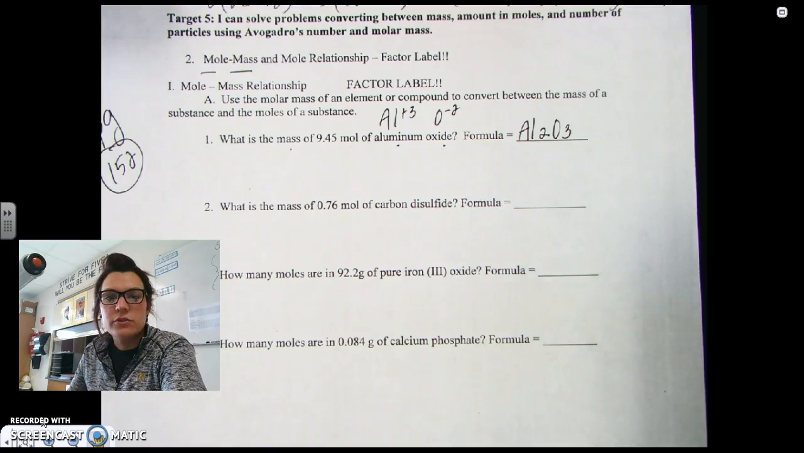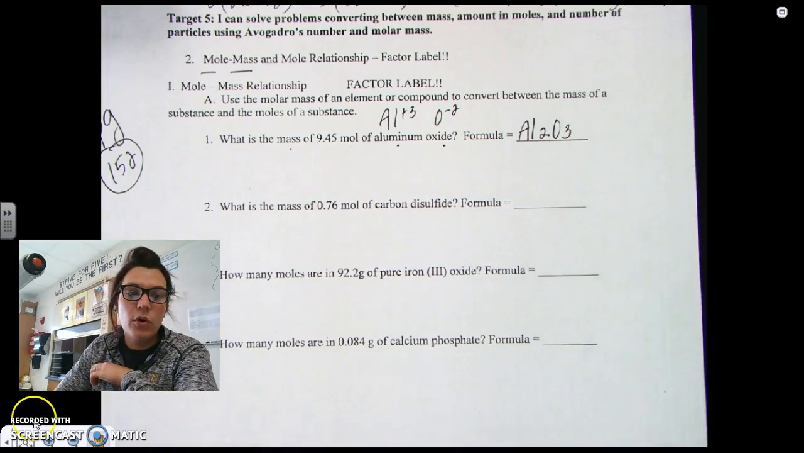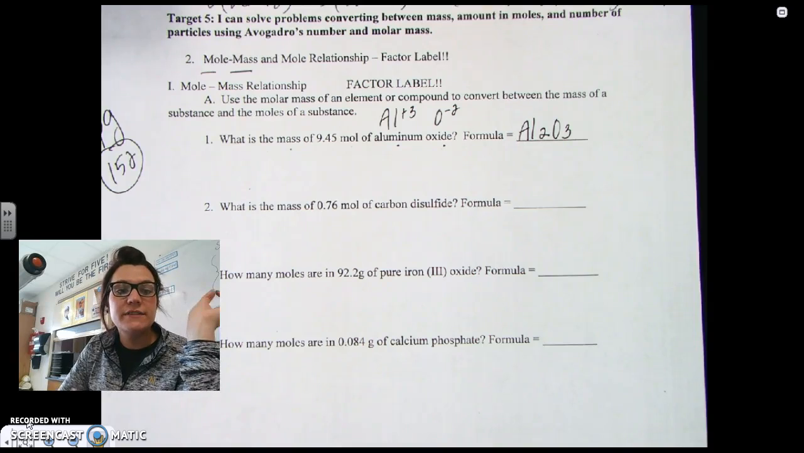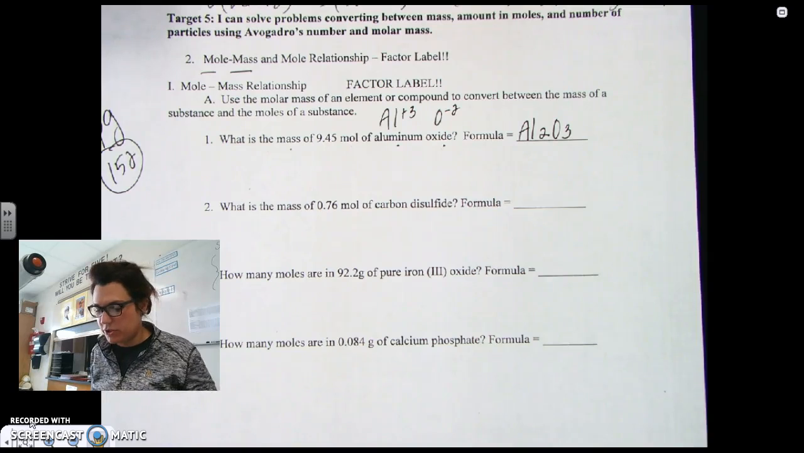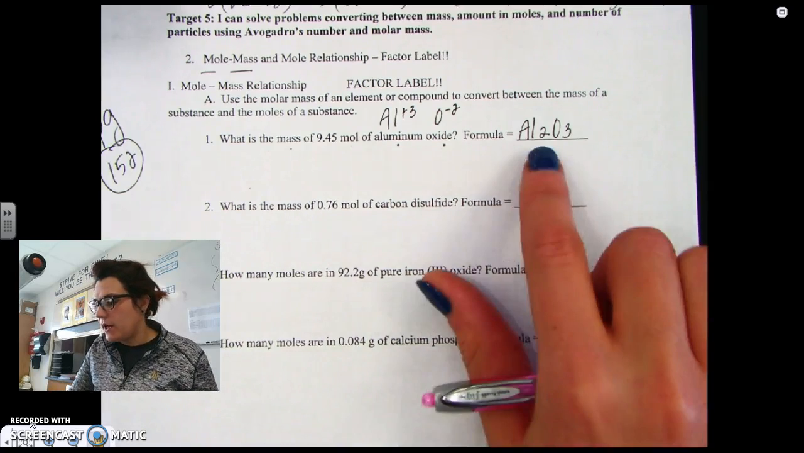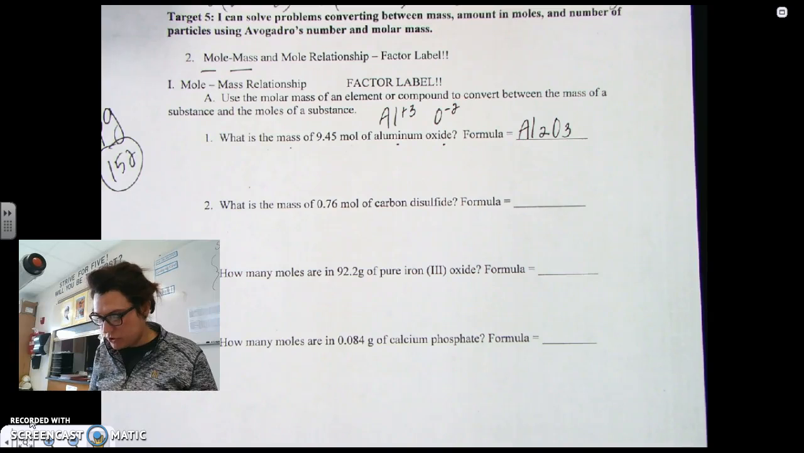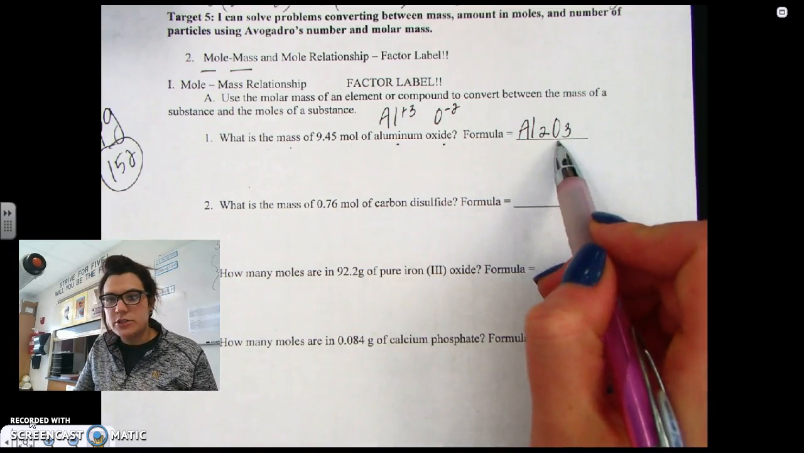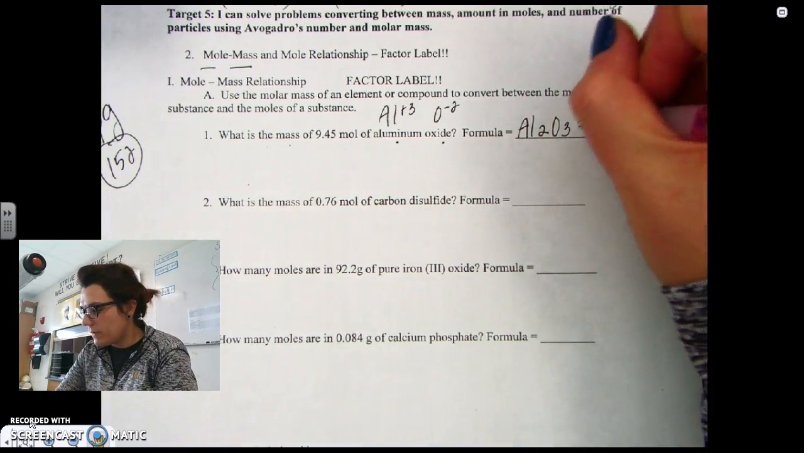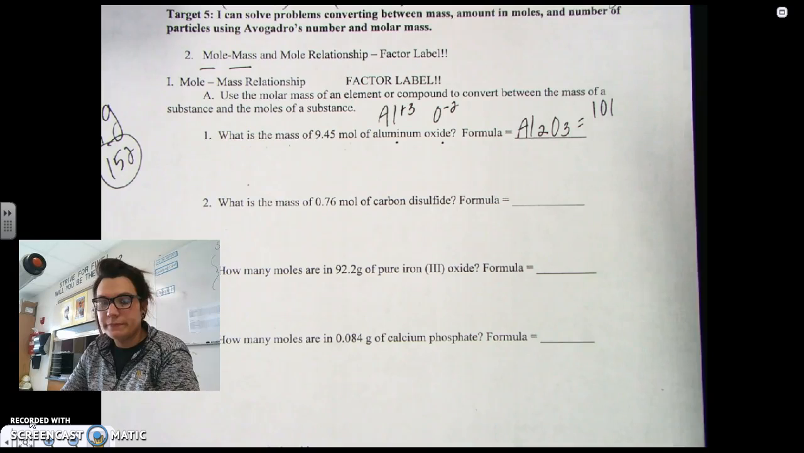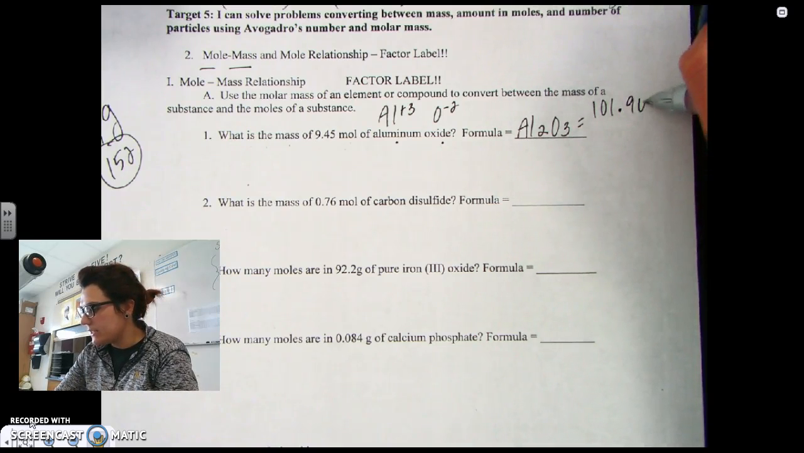Okay, so let's just real quickly figure out the molar mass for aluminum oxide before I set up this conversion. So what I'm going to do is say aluminum is 26.98. I have 2 of them, so I'm going to say times 2, plus oxygen is 16, so I'm doing 16 times 3. And this molar mass is going to be 101.96 grams per 1 mole.